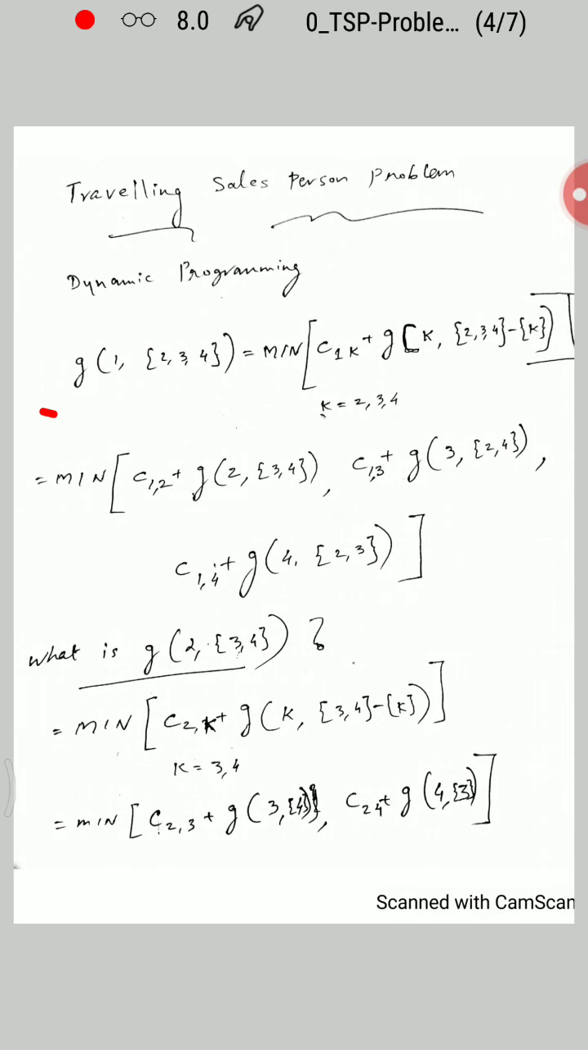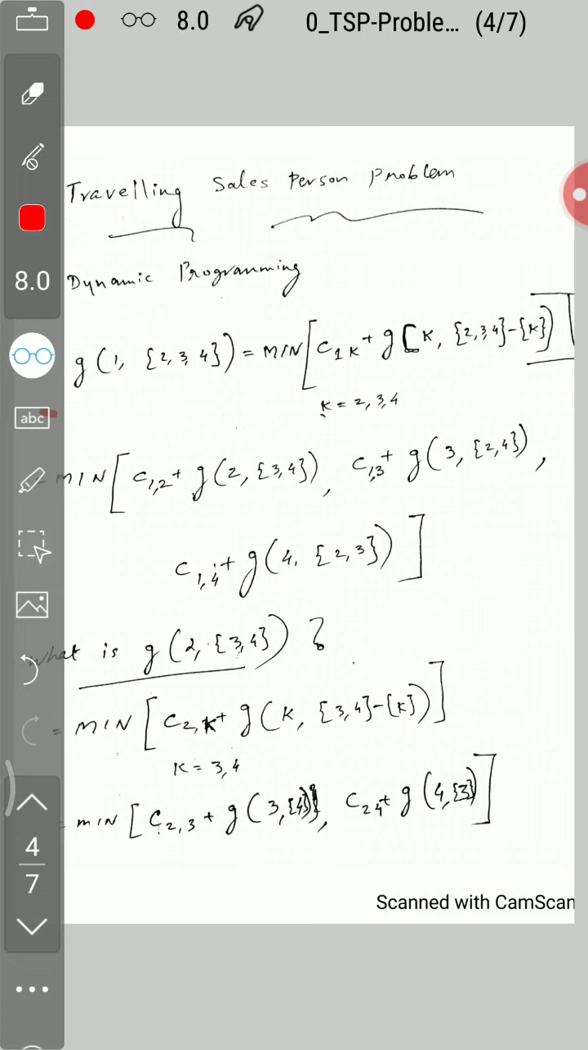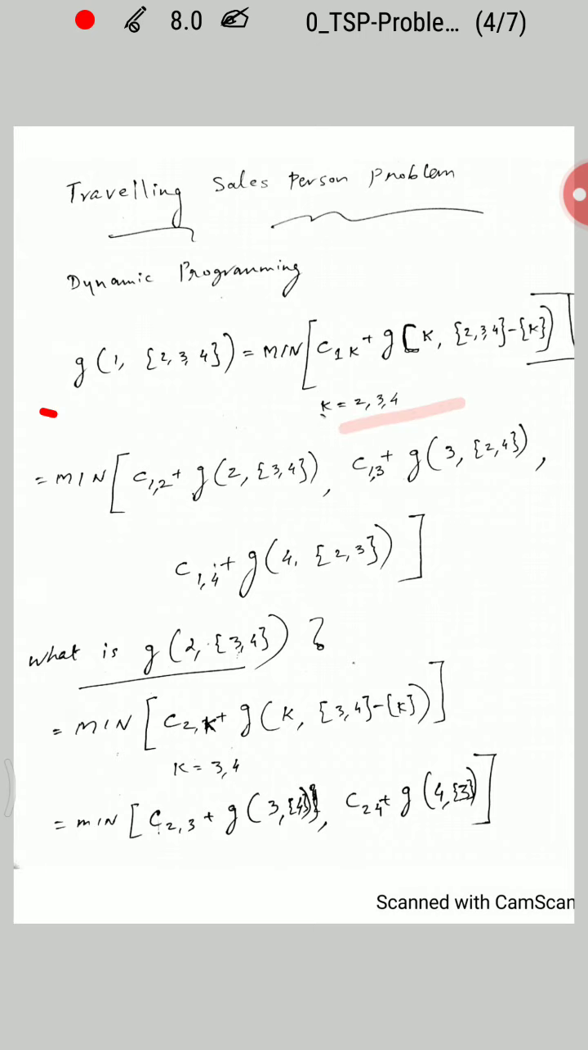G(1, {2,3,4}) will become the minimum of c12 and so on. You remember, your k can be 2, 3 or 4. K is taking the first value 2, so you are getting 1, 2 in the place of c1k. Remember, this function is specific for our problem. We will see the general equation later.